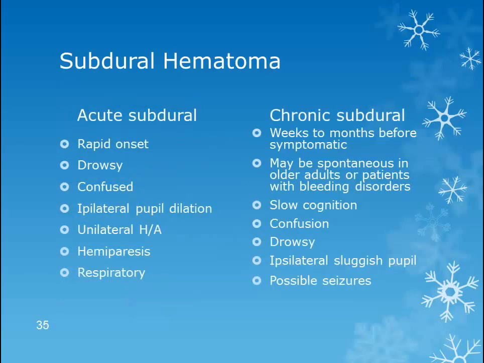Subdural hematoma, acute subdural: rapid onset, drowsy, confused, ipsilateral pupil dilation, unilateral headache, hemiparesis, respiratory complications. Chronic subdural: weeks to months before symptomatic, may be spontaneous in older adults or patients with bleeding disorders, slow cognition, confusion, drowsy, ipsilateral sluggish pupil, possible seizures.